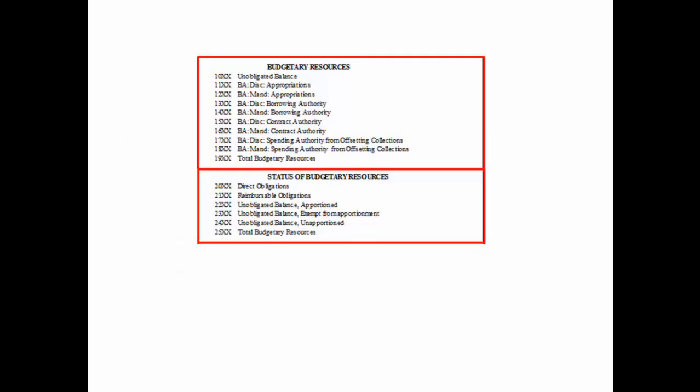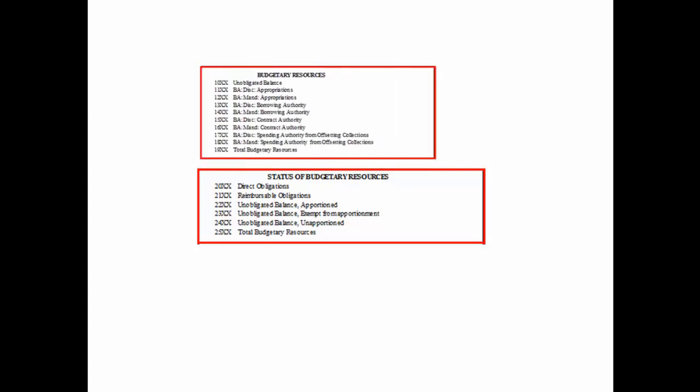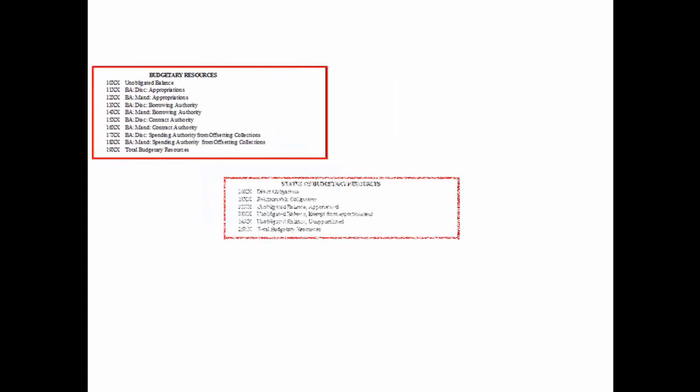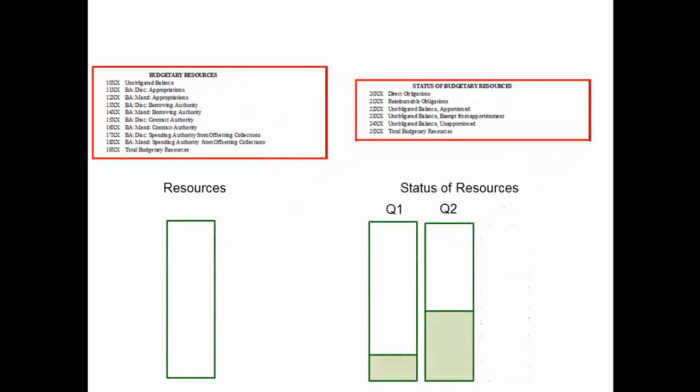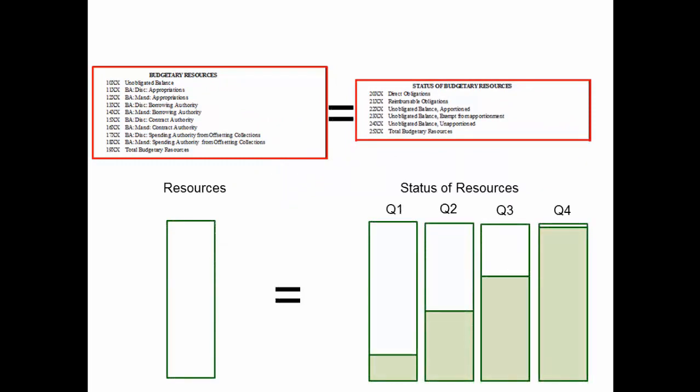Returning to our earlier diagram, we can see that the budgetary resources must equal the status of the budgetary resources at all times. Note that in each quarter, the status, represented as light green for obligated and white for unobligated, has to equal the resources.